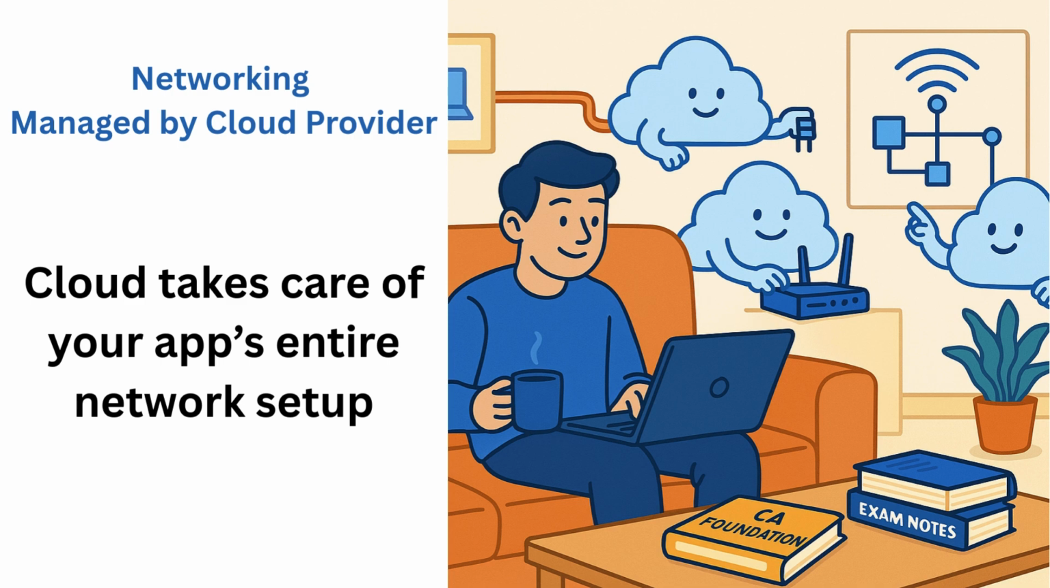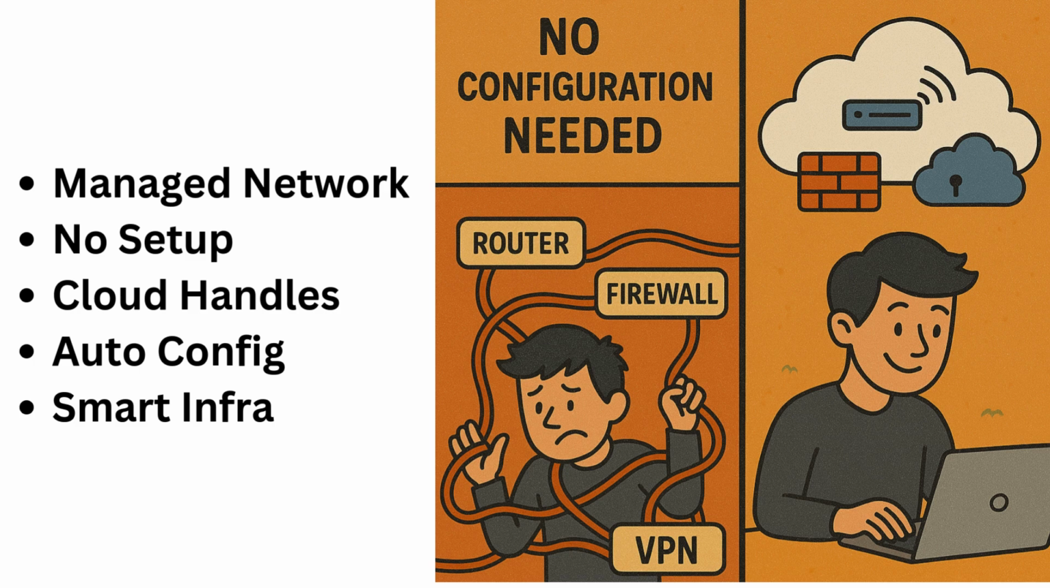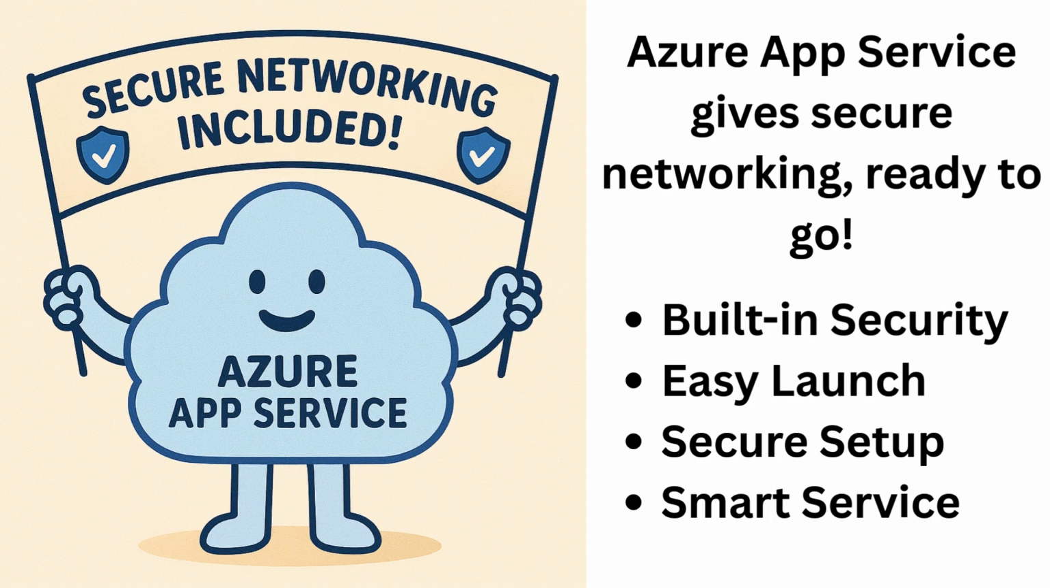Networking, managed by cloud provider. Analogy, roads that deliver food to your users. The cloud provider handles all the connections your app needs. You don't configure routers, firewalls, or VPNs. Example, Azure App Service includes secure networking setup by default.